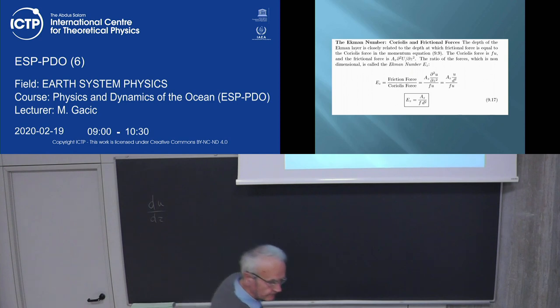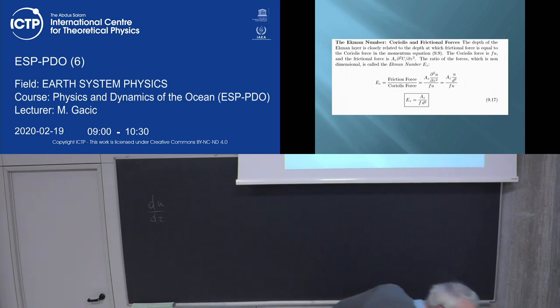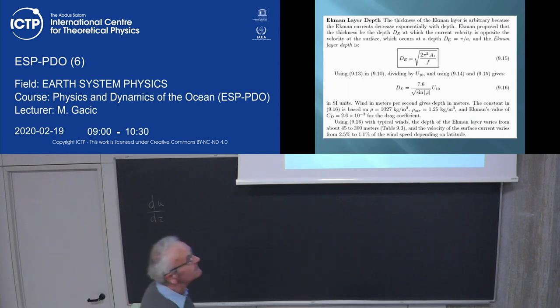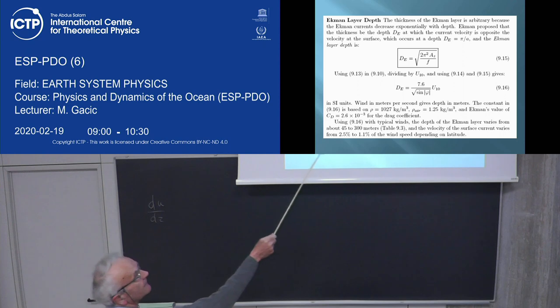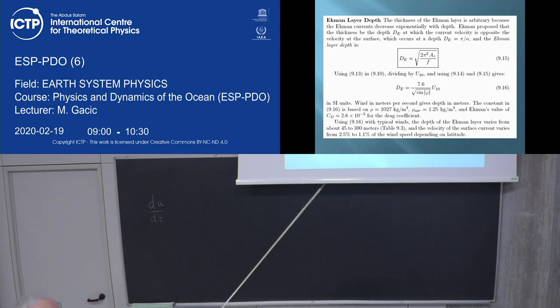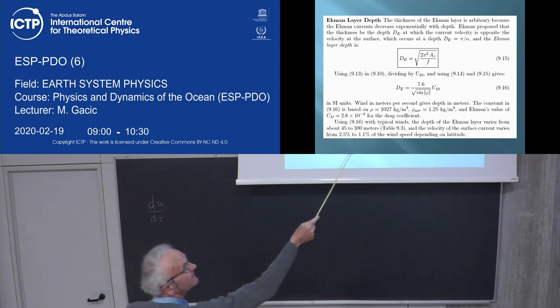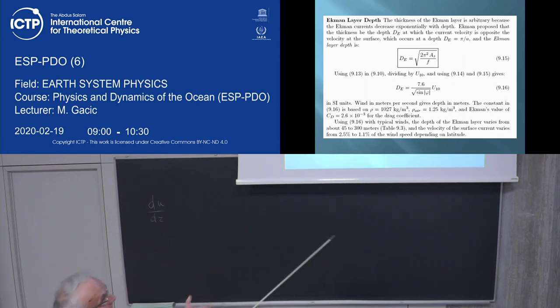So this is the Ekman layer. That's what we have mentioned before, the thickness of the Ekman layer is an arbitrary definition, because we define our Ekman layer depth where the velocity is in the direction opposite to the sea surface velocity. And so this is the Ekman layer depth at which the current velocity is opposite, and which occurs at the depth dE equal to pi over a, if you look at the solution.